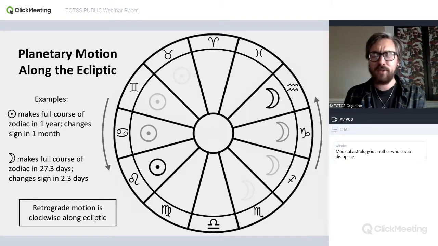I've seen so many diagrams, like in wall hangings and stuff like that, where the signs go clockwise. I don't know why that's such a common mistake, but they are in counterclockwise order, right? So from Aries to Taurus to Gemini, we're moving counterclockwise, and that's also the order that the planets move in their normal motion.